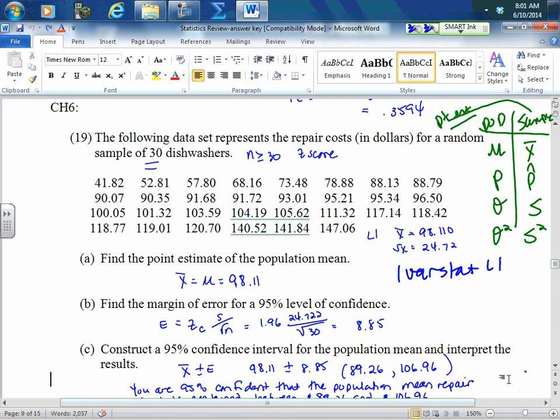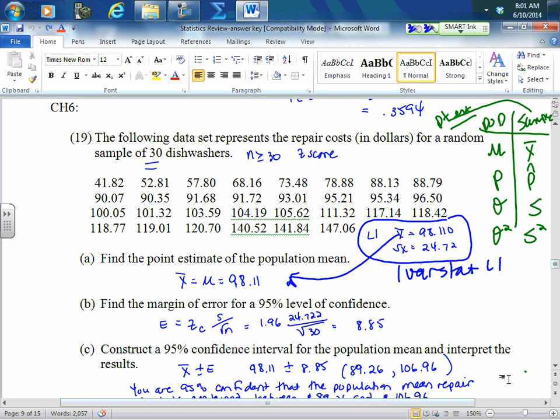In L1, we have no frequency, so make sure the frequency is off, it's not there, and calculate. Find your mean and your sample standard deviation. We use Sx because this is a sample of 30. There are more dishwashers in our population. Find your mean, and that's your point estimate.